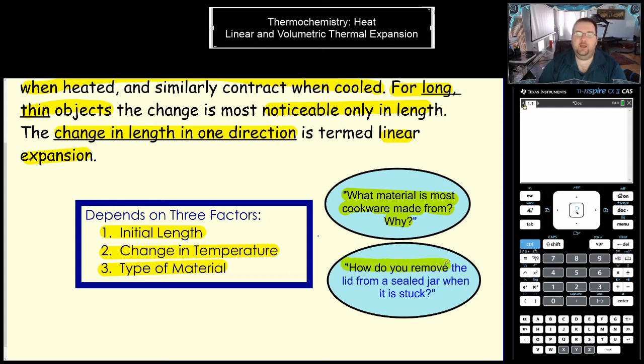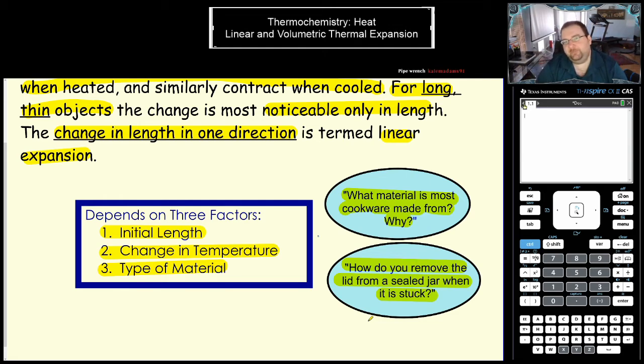Anybody know how to remove a lid from a sealed jar when it's stuck? I'm sure you've encountered this. You're working with that jar of jam or whatever, and you just can't get it undone. It is stuck as hard as can be. Well, what's the best way to do it? Use your knowledge of thermal expansion. Go to the sink, turn that hot water on as hot as it goes, and place the lid, just the lid of the jar, underneath that hot water.